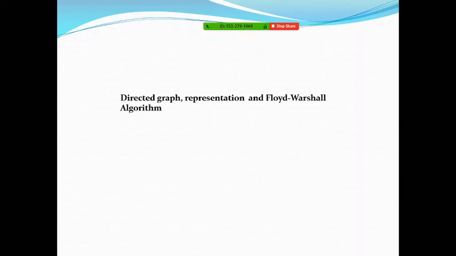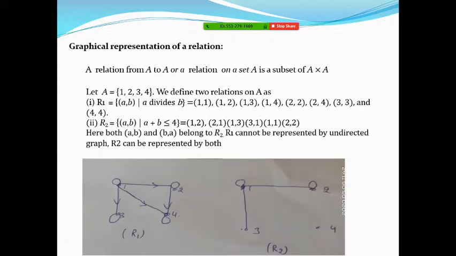So one of the topics was, they have mentioned in the first paragraph digraph, and then in the second paragraph they have mentioned the Floyd-Warshall algorithm. So this Floyd-Warshall algorithm is actually linked with directed graph. So it is a small presentation. So I'm just starting directed graph.